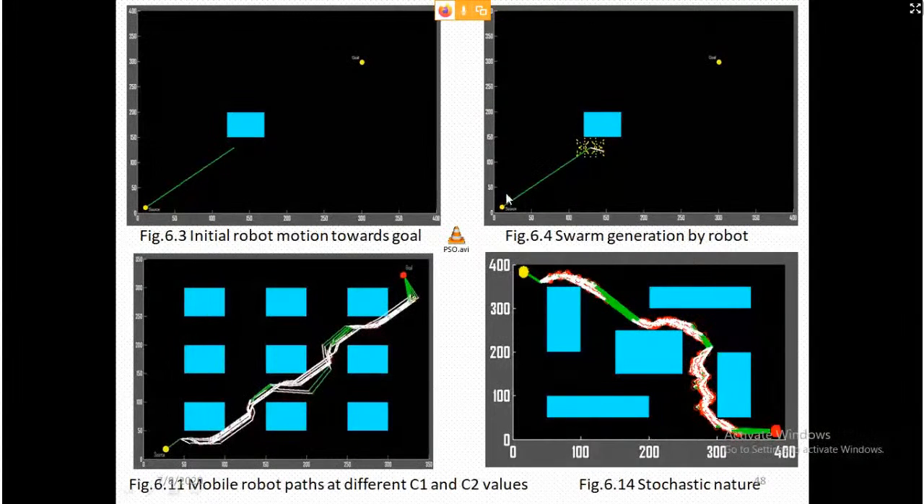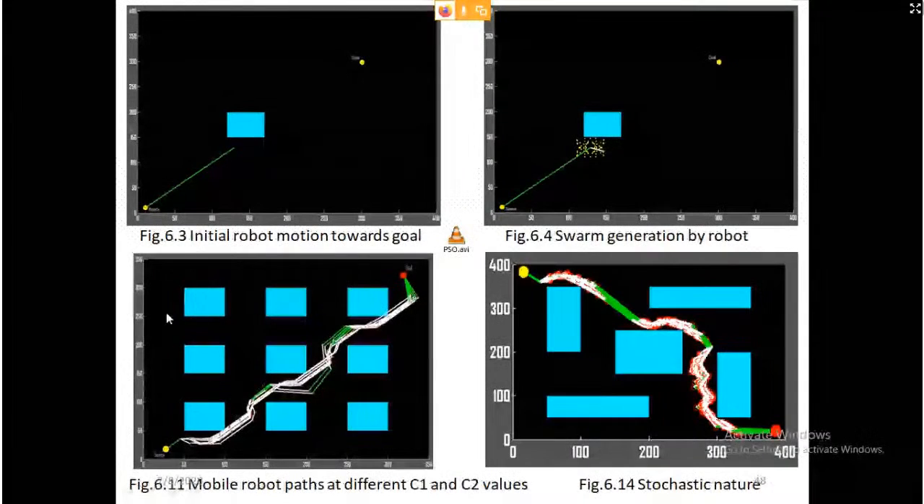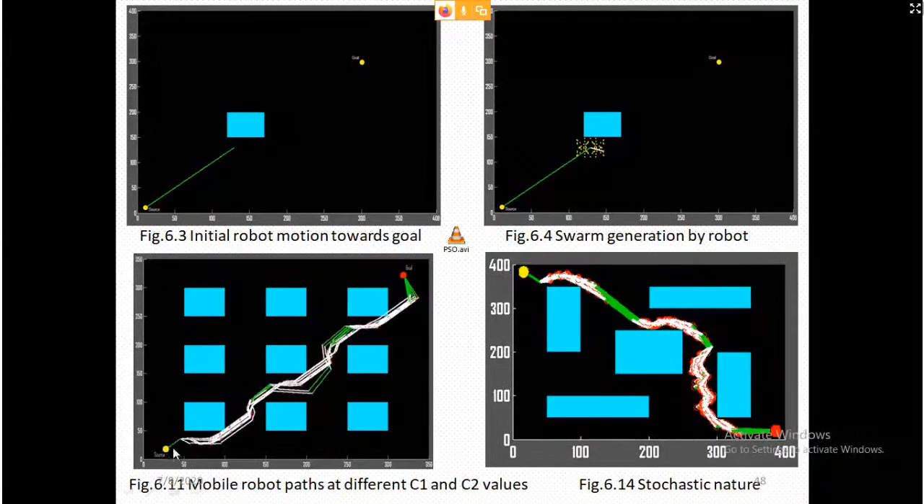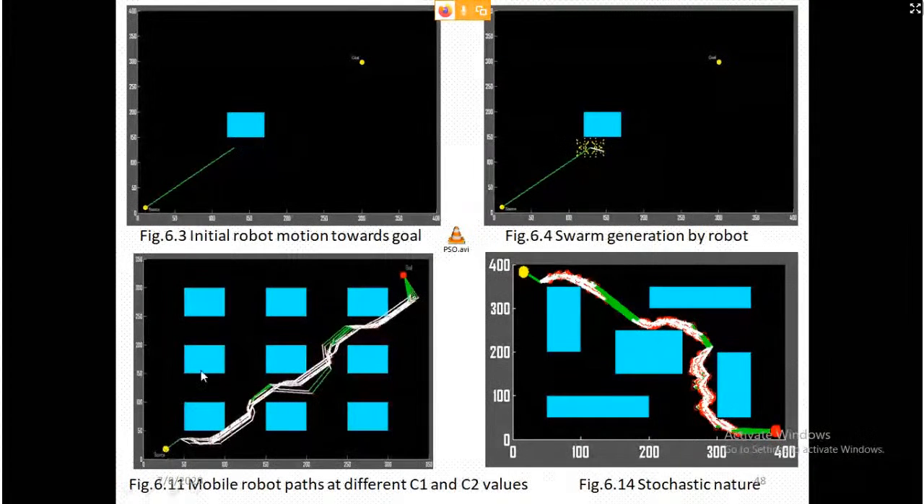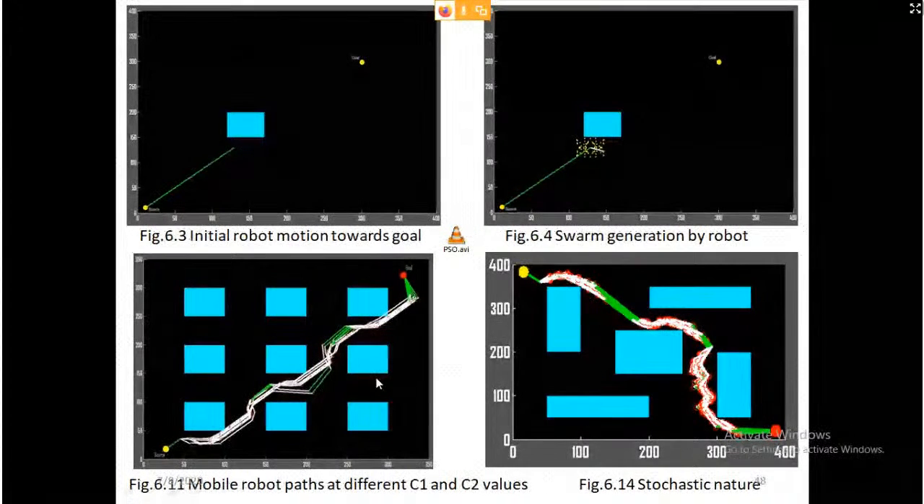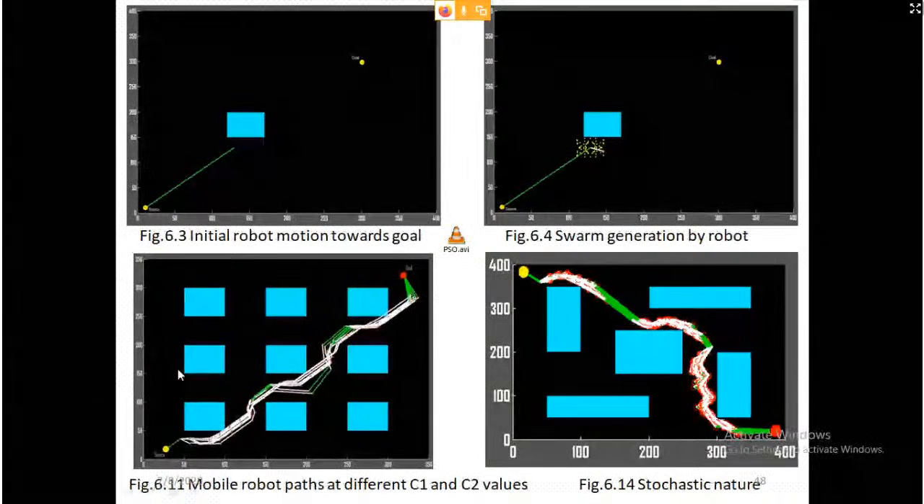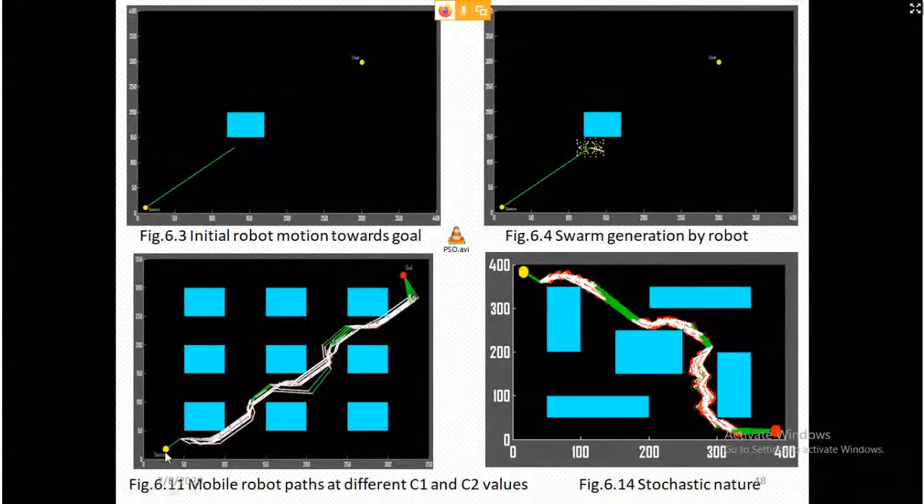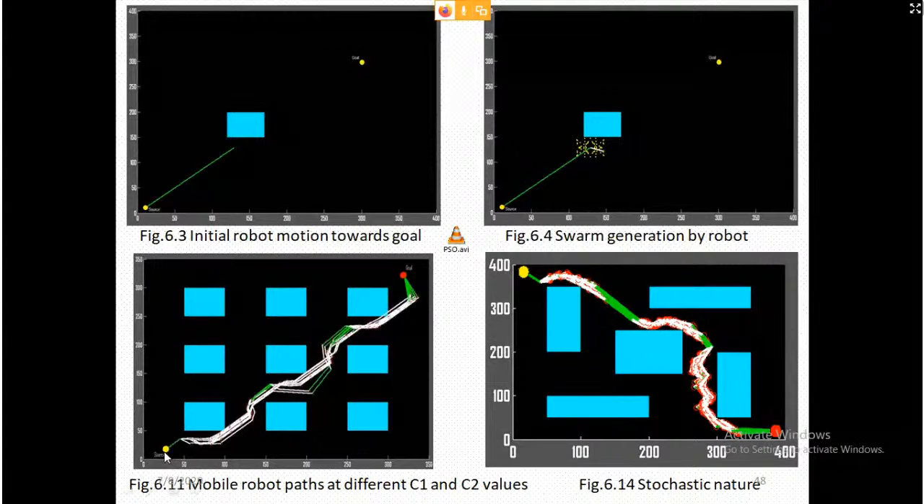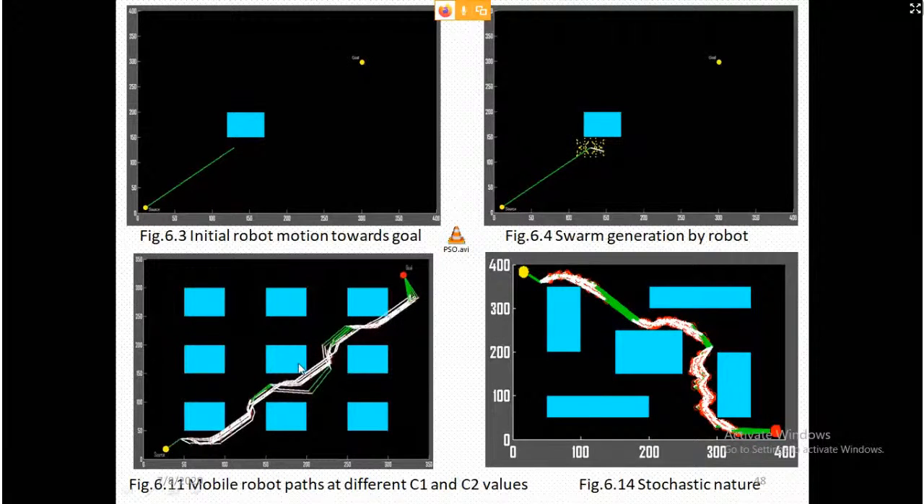Now in this third scenario, what's happening? There are some 1, 2, 3, 4, 5, 6, 8, 9 objects presented in this manufacturing unit. My robot is moving from its source position to the goal position. Then it will think what would be the best position.